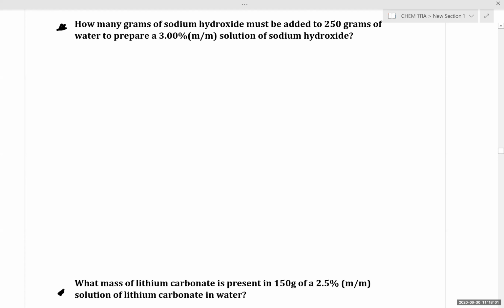The response that I just saw in the chat, I would double check to make sure that you accounted for the 100% in the mass percent formula.